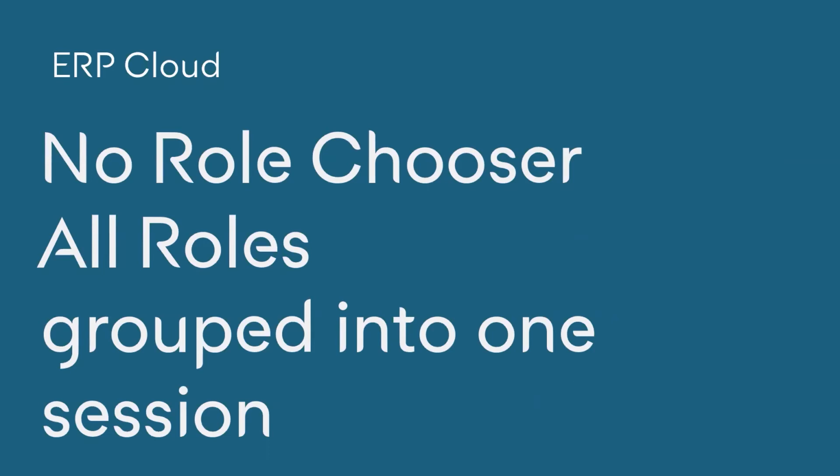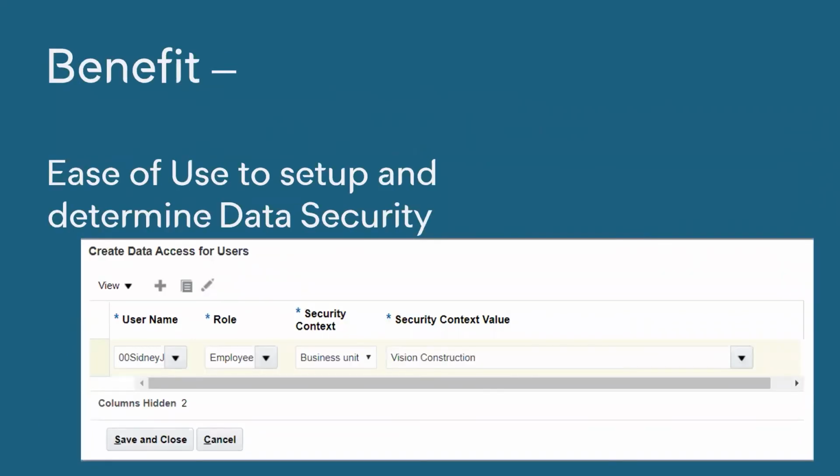All the roles that you're granted access to are grouped into one session. So for those of you who administer security, it's going to make your life a lot easier. We'll cover more of this in a future session, but this will have benefits, as we'll see shortly, on securing areas of our chart of accounts. When it comes to data security, we have a very simple interface. The structure is that we take a user, we take a role that they've been granted access to, we give that role a context, and then we give it a value.